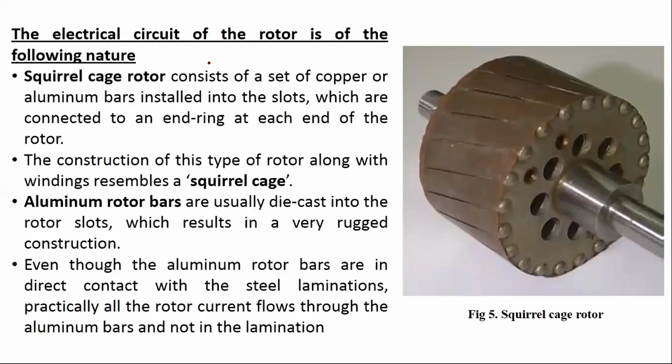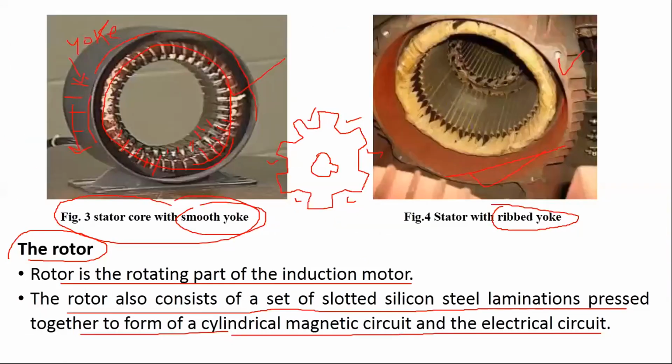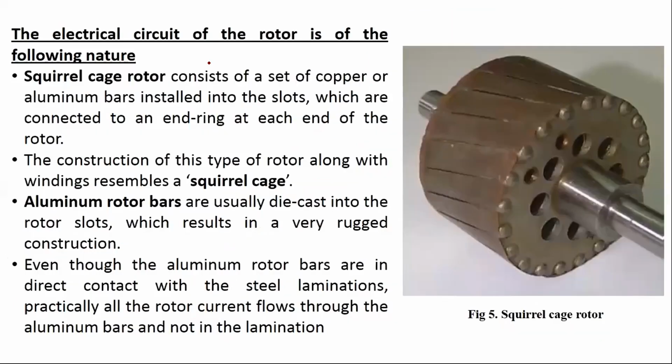So basically the three-phase induction motor is categorized on the basis of the formation of rotor. If the rotor is of squirrel cage type, we call such AC motor a squirrel cage induction motor. If the rotor is wound rotor type, we call such machine a wound rotor induction motor, right? Wound rotor induction motor is also known as slip ring induction motor, right?